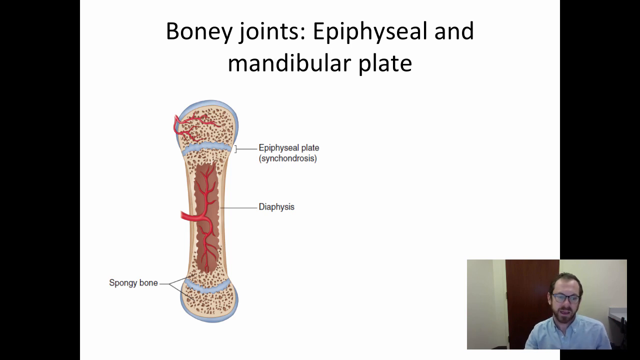We also have a bony joint at our mandibular plate. Our mandible is actually two individual bones that fuse together at the mandibular plate.